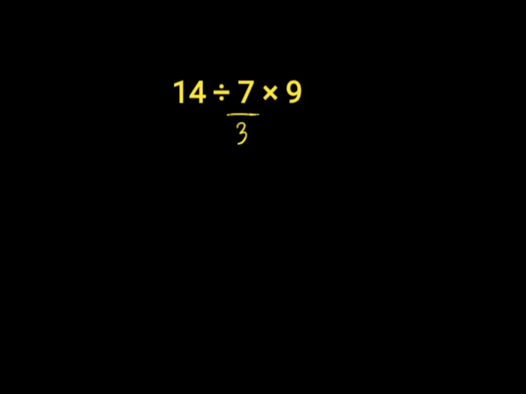14 divided by 7 over 3 times 9. 3 into here 1, 3 into 9, 3. Then we have 14 divided by 7 times 3. 14 divided by 7 will give us 2. Then we have 2 times 3. 2 times 3 is equals to 6.